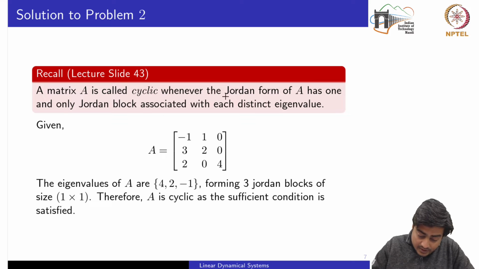So the first definition remains the same, that of cyclic. We just compute the eigenvalues of the given matrix A, which happen to be distinct eigenvalues. So it is already ensured that the matrix A is a cyclic matrix. Okay.